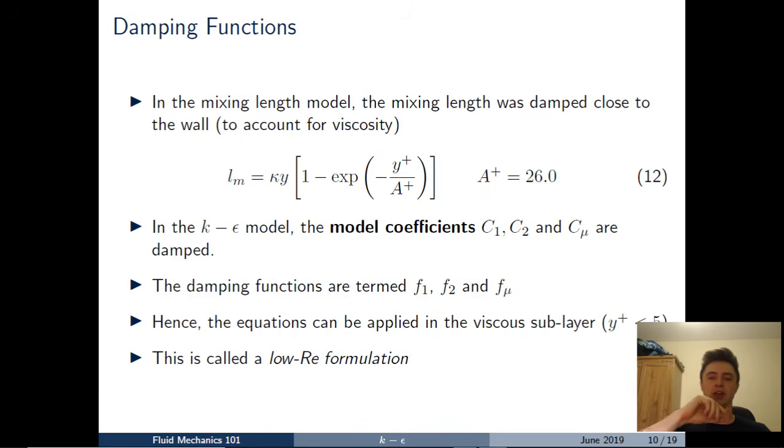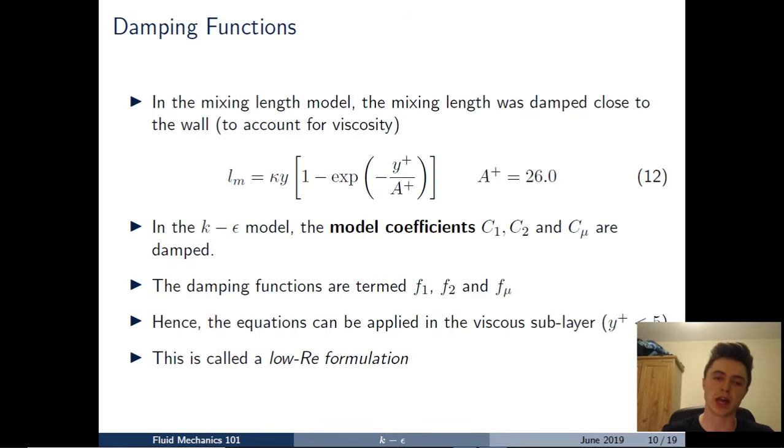Now, we're going to have a look a little bit at damping functions. If we remember back to the mixing length model that I introduced at the start of the paper, the mixing length was damped close to the wall, and the reason for this was to account for the action of viscosity in the viscous sublayer, which is reducing the effective size of the eddies or the strength of the dissipation that they introduced. Now, remember in the k-epsilon model, we're not solving for the mixing length, we're solving for the dissipation rate epsilon, sort of in place of the mixing length. And so we have to have some way of damping the dissipation rate close to the wall, as we don't have a mixing length now.